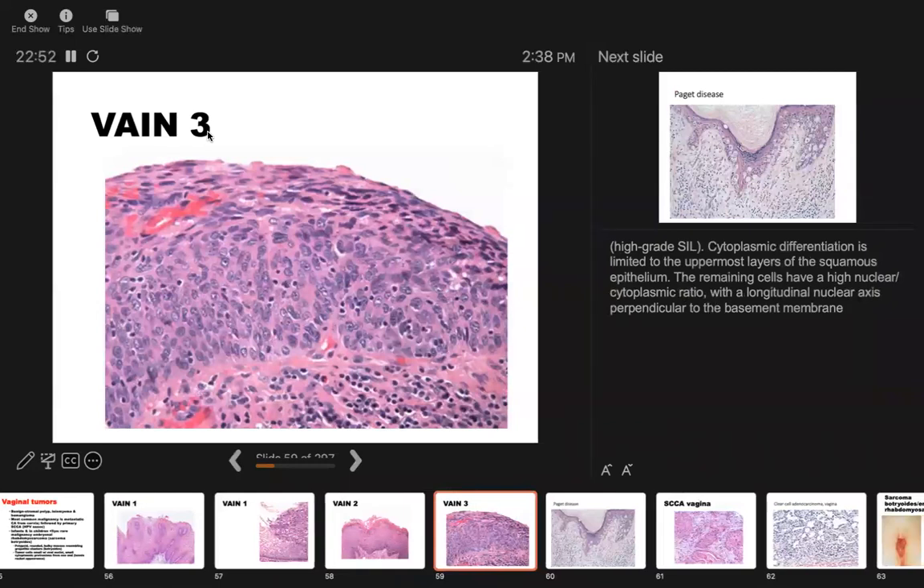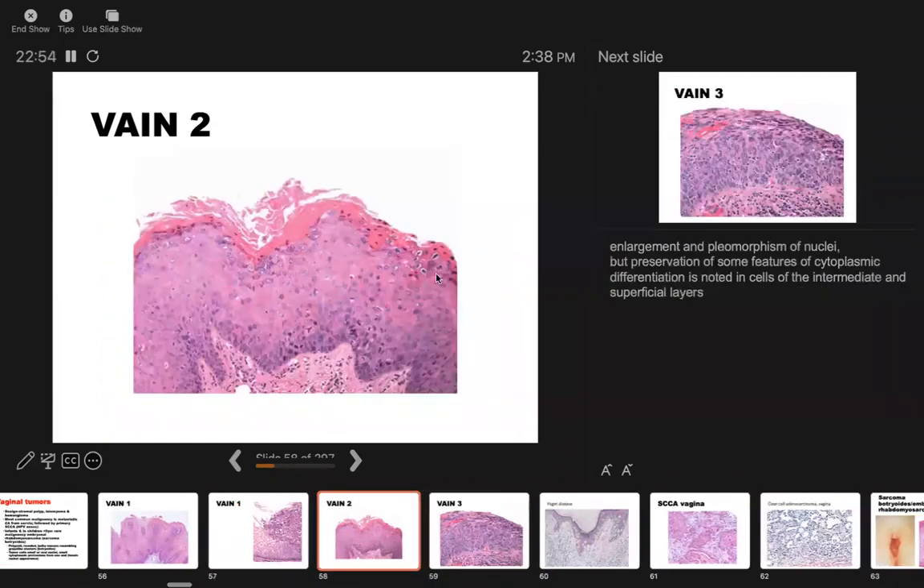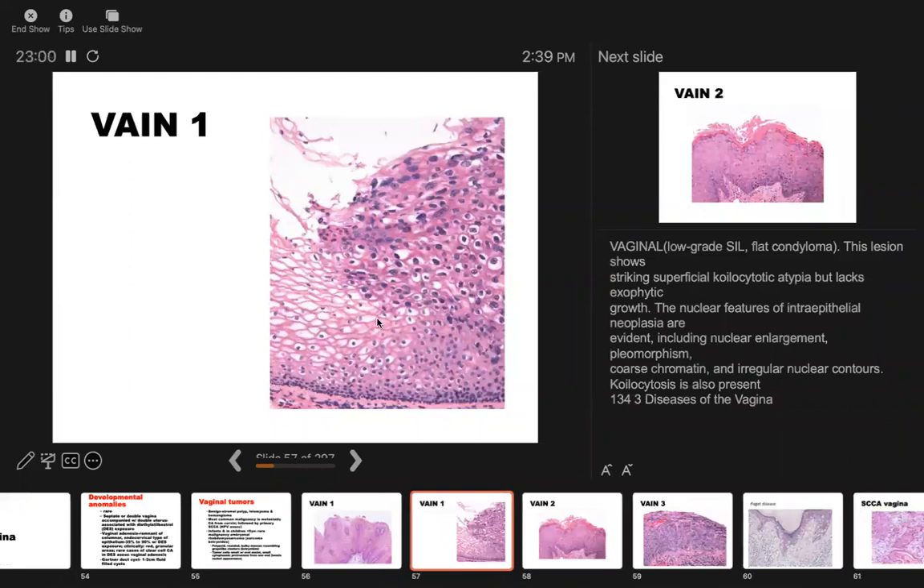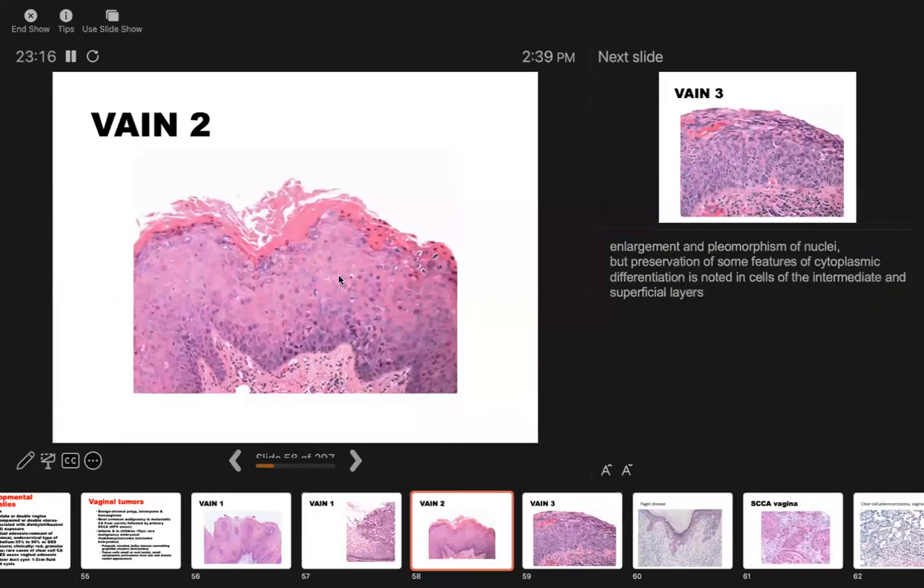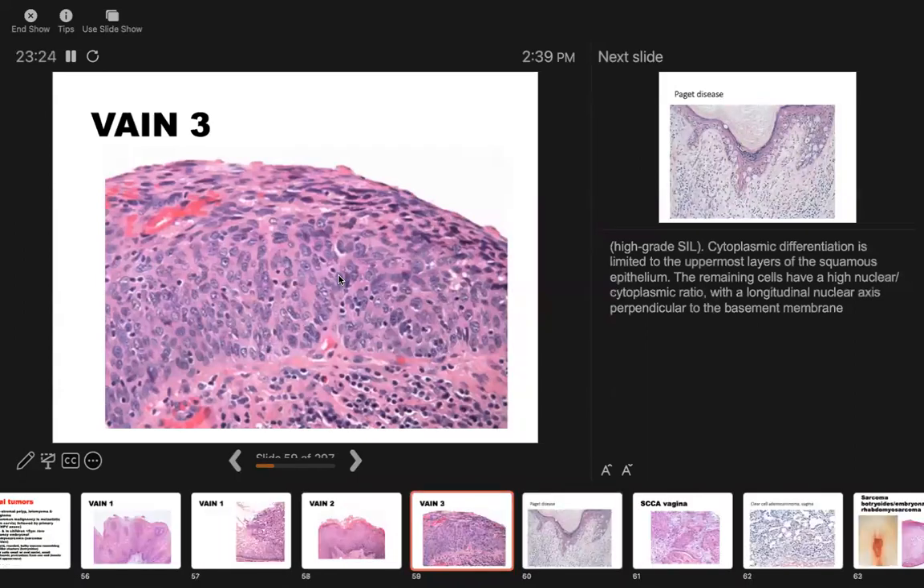If it is occupying the lower one-third with koilocytosis, this is more likely VAIN1, and this is more likely HPV related. Why? Because you see koilocytes. If the atypia occupies two-thirds of the epithelium, that's VAIN2. If it is full thickness, then this is an example of VAIN3. So it is always graded, whether it is 1, 2, 3, if it occurs in the vulva, in the vagina, and later you will see if it's also occurring in the cervix.